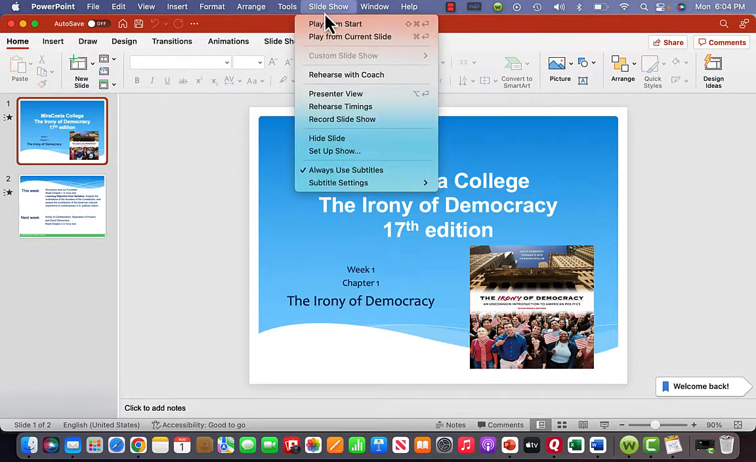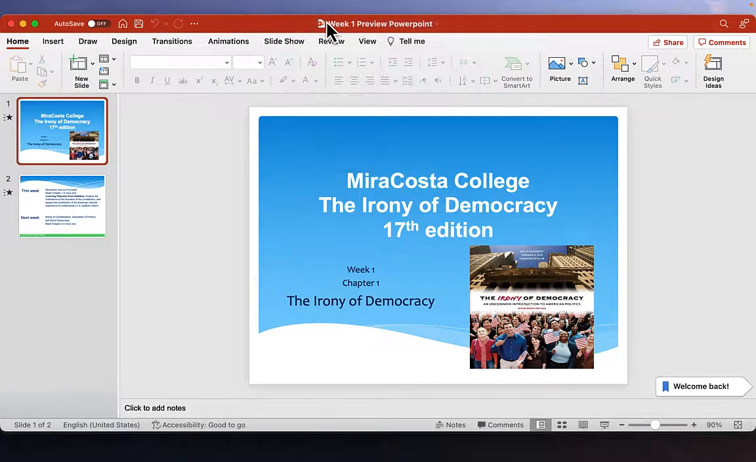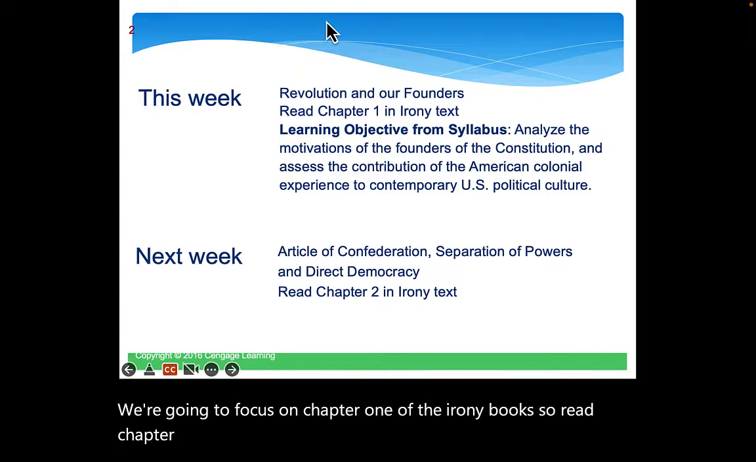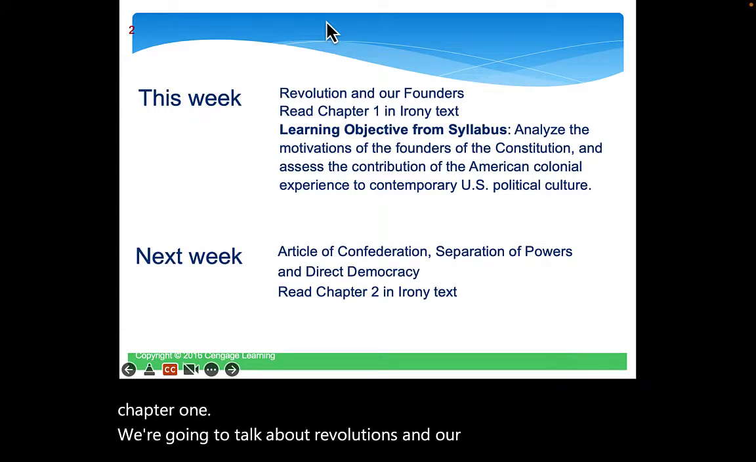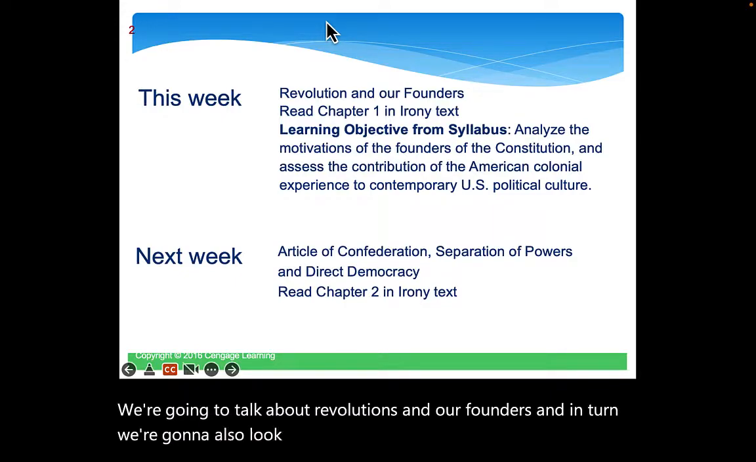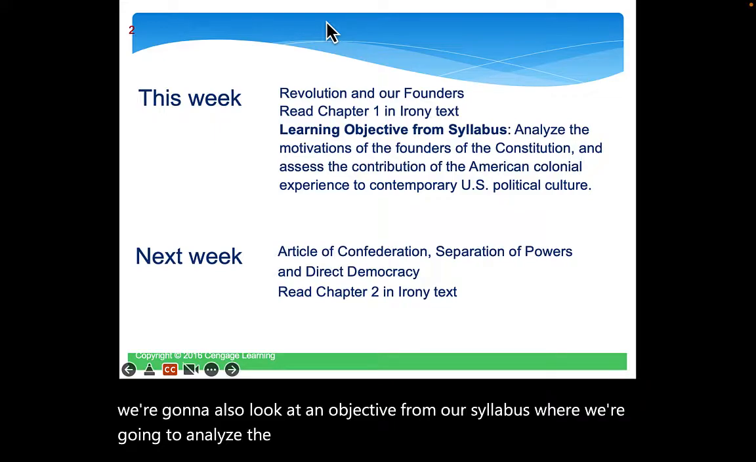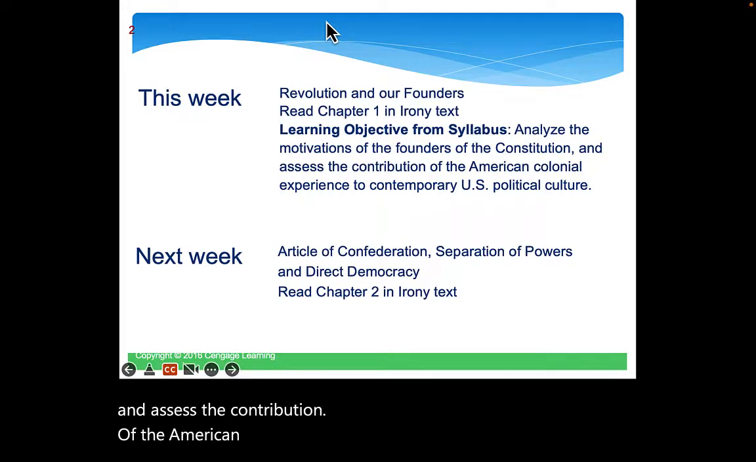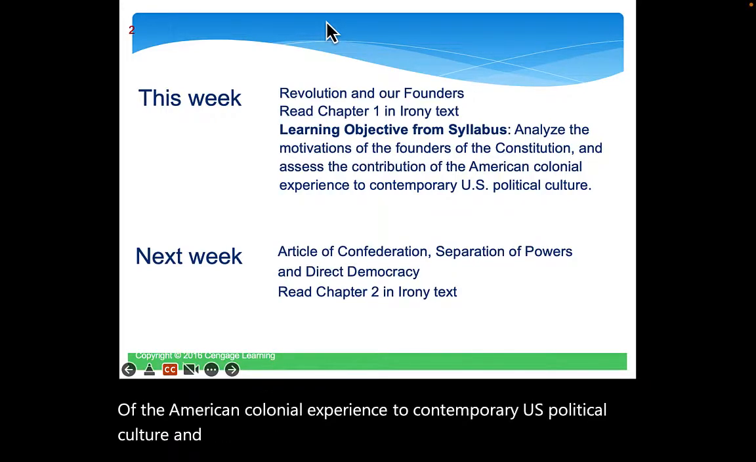Okay, everybody, this is what we're going to be doing for this week. We're going to focus on chapter 1 of the Irony book. So, read chapter 1. We're going to talk about revolutions and our founders. And in turn, we're going to also look at an objective from our syllabus where we're going to analyze the motivation of the founders of the Constitution and assess the contribution of the American colonial experience to contemporary U.S. political culture and how our government is set up.